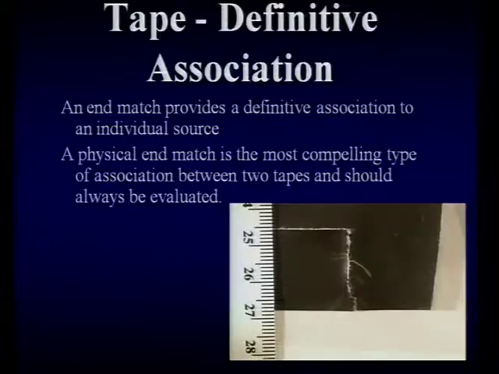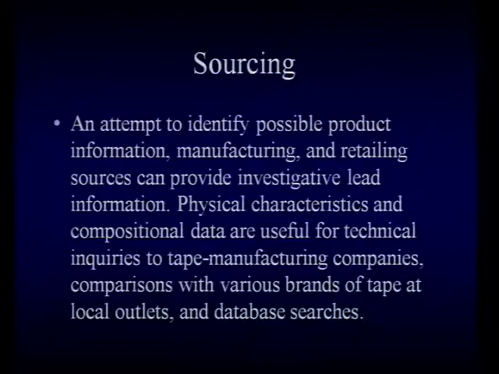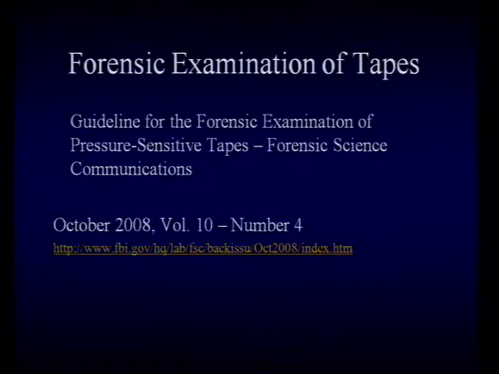And then of course, there's the positive association with a physical end match, and you would have to explain that to a jury. With sequencing, duct tape is often cut off the hands and the wrist, so you would have to examine the different ends. And then sourcing is one of those things that, with databasing and so forth, can be attempted with duct tape, and again, it depends on how your sourcing libraries and tape manufacturing resources are.